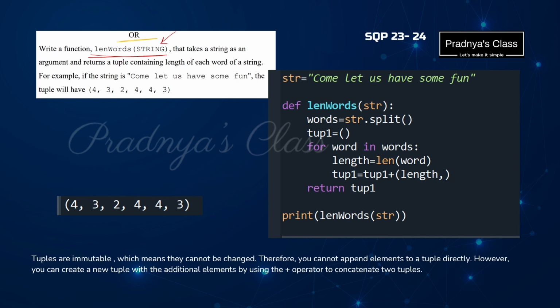What will this function be doing? It returns a tuple containing the length of each word of the string. Here is the given string: "Come, let us have some fun." Now look at the output. We are getting the length of each word. Come has length 4, let has length 3. In this way, we are printing the length of each word.